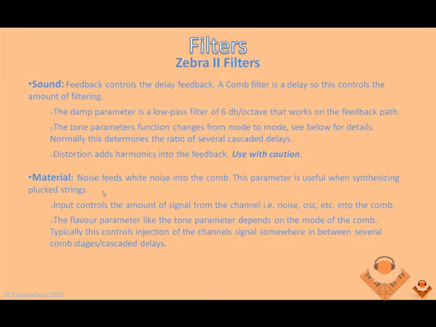Okay, some of the other stuff. Noise feeds white noise into the comb. Good for using when you're making pluck strings. Input controls the amount of signal from the channel, so whatever's in the channel, which is above the comb filter, that controls the amount of input that actually gets into the comb filter, which I've showed you already. The flavour parameter, like the tone parameter, depends on the mode of the comb, so it only works in certain modes. But as you can see here, typically this controls the injection of the channel signal somewhere in between several comb stages and cascaded delays.